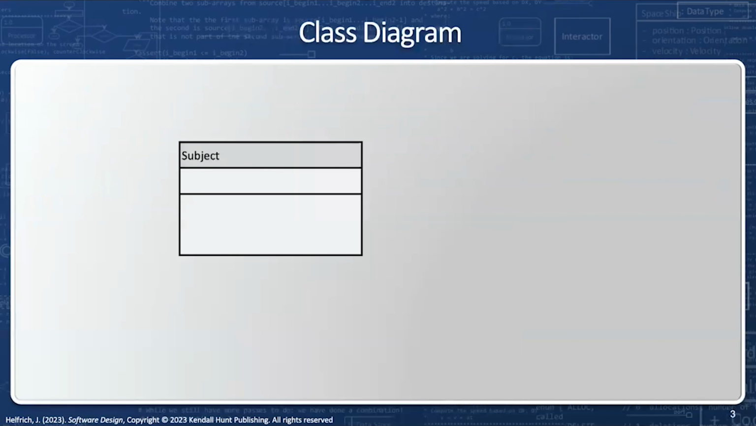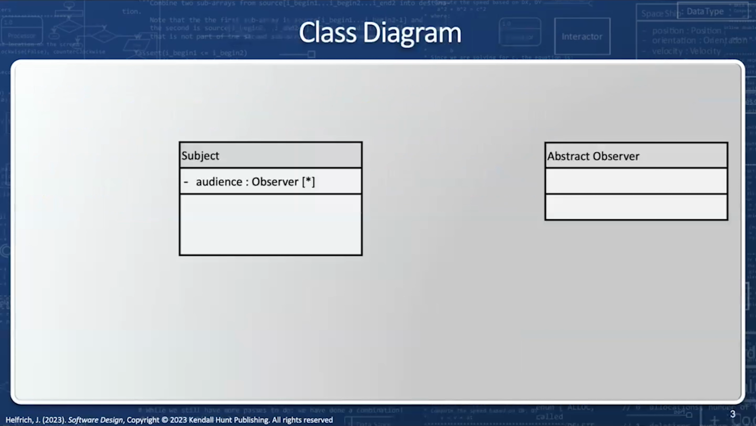We're going to start with a subject, and the subject is the one who generates the message. Now there's an audience, and that's a collection of observers. So we need to have an abstract observer, and notice how there are many. Therefore, we're going to have aggregation. I'm going to have a subscribe and an unsubscribe, so a given observer can add himself to the list or remove themselves from the list.